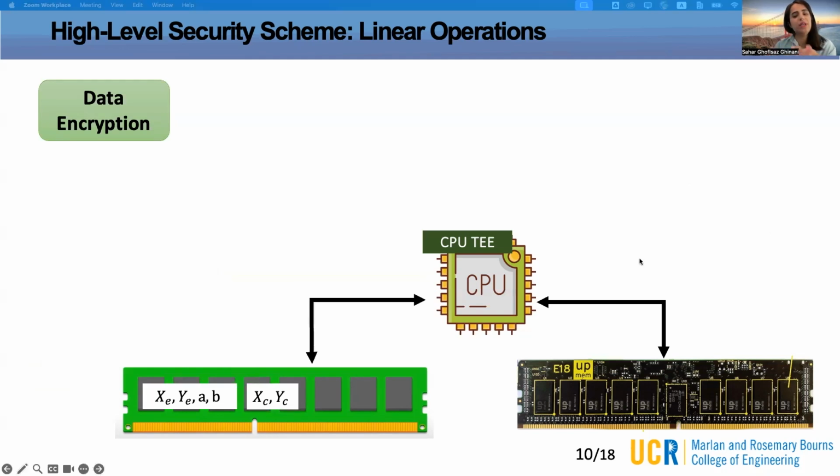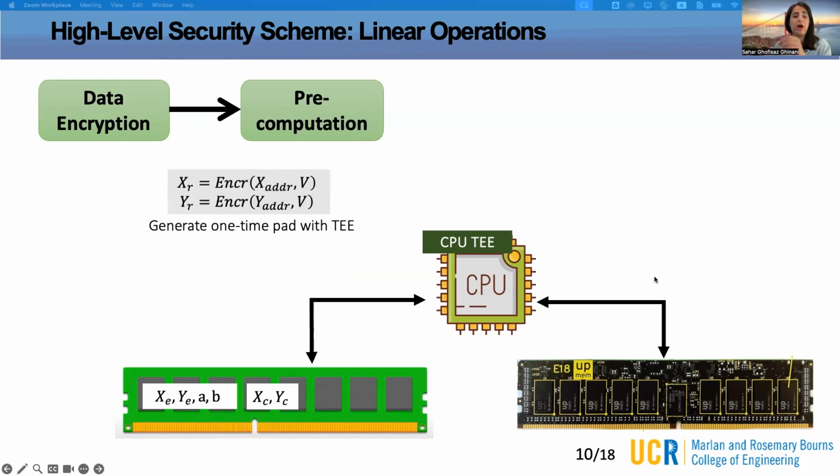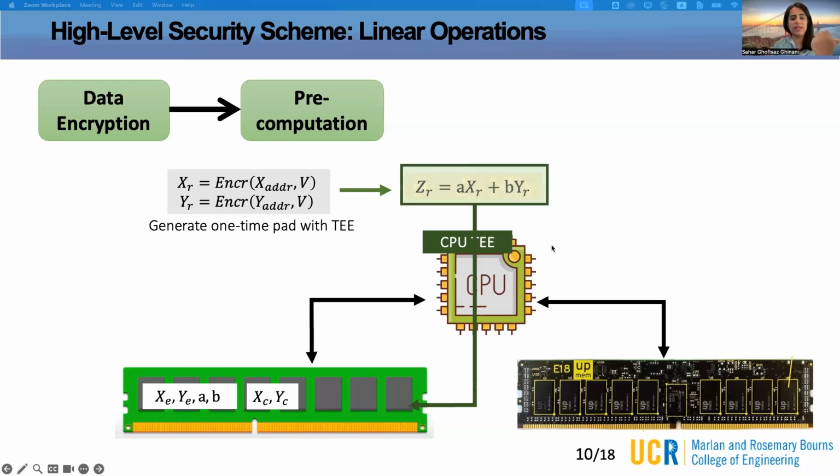Then whenever it is possible, we pre-compute the kernel computation on the one-time pads on the TEE to get the partial results of the TEE portion of the computation. And then this result is securely stored in the standard memory for our future use during the runtime.